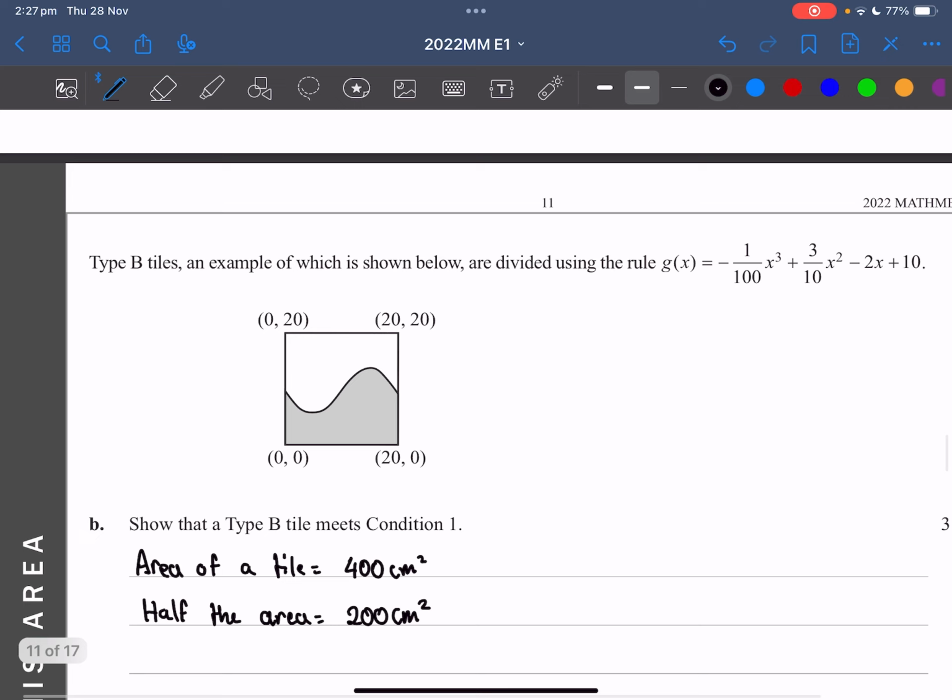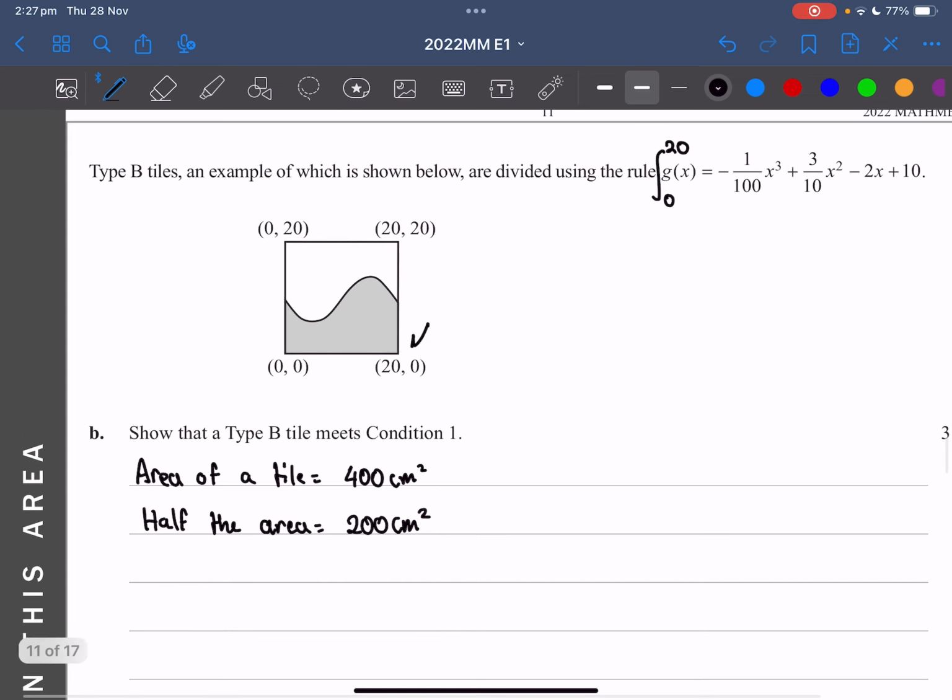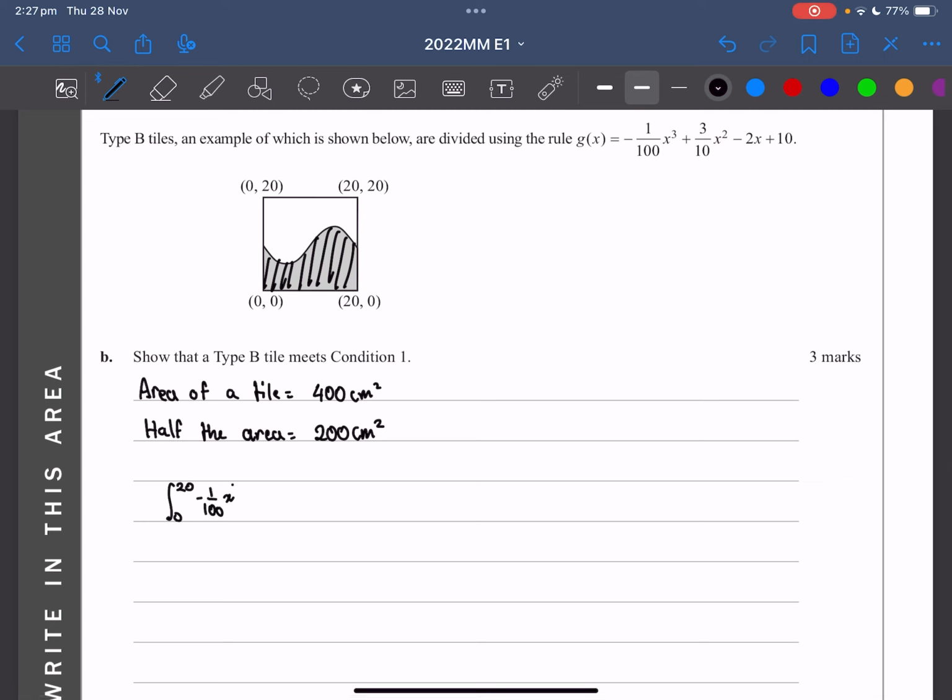And what we have to do is to show that if we integrate this from 0 to 20, we will basically get 200. Okay? Because all we have to do is to show that the area under this graph is half the actual area of the tile, which is 400 divided by 2, so 200. Okay, so let's integrate this. So we'll have the integral from 0 to 20 of g of x, which is negative 1 on 100 x cubed plus 3 on 10 x squared minus 2x plus 10 dx.